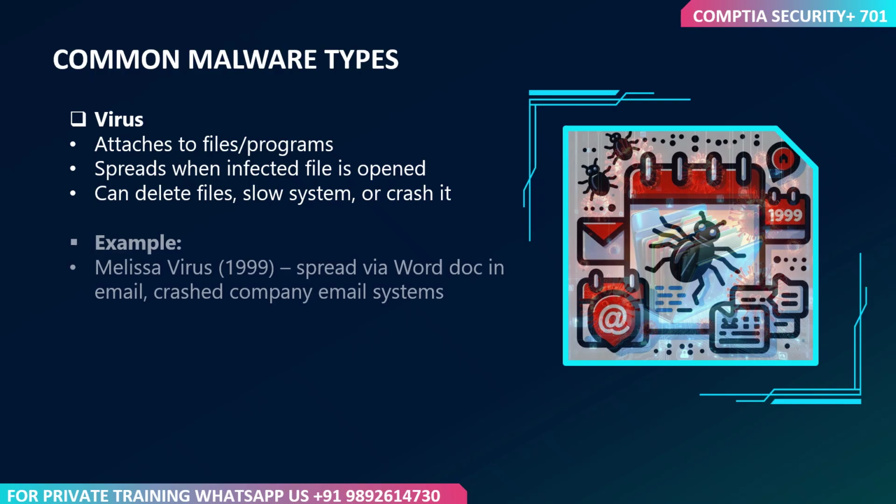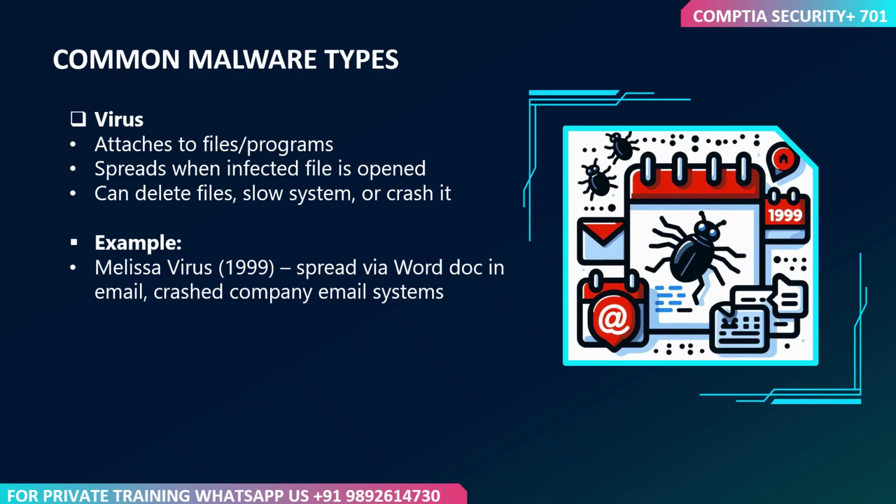Here's an example. Back in 1999, there was a virus called the Melissa virus. It came in through email disguised as a Microsoft Word document. When people opened the file, the virus sent itself to the first 50 contacts in their email address book. It spread like wildfire. At its peak, it caused tens of millions of dollars in damage and forced big companies like Microsoft and Intel to shut down their email systems temporarily.